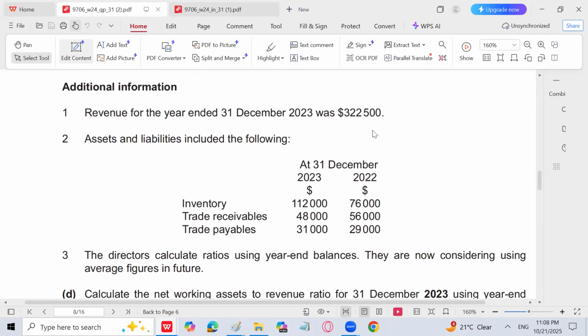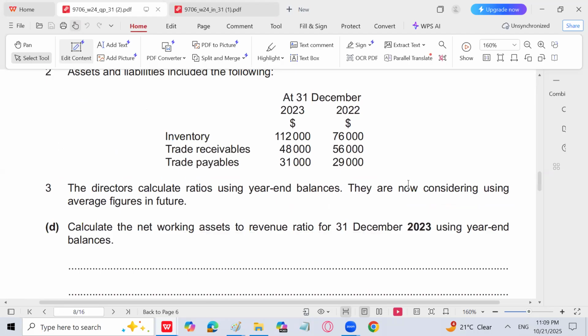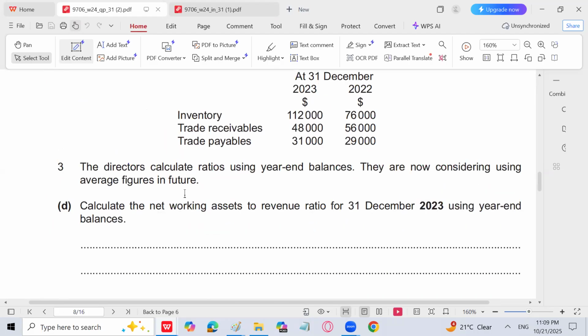Revenue for the year ended 31st December is 322,500. Assets and liabilities are given. The director calculates ratios using year-end balances. They are now considering using average figures in future. Calculate the net working asset to revenue ratio for 31st December 2023 using year-end balances. So the formula is very simple for the ratios, and we can find it.